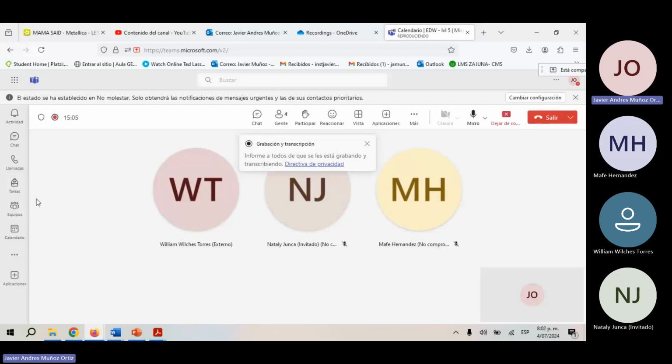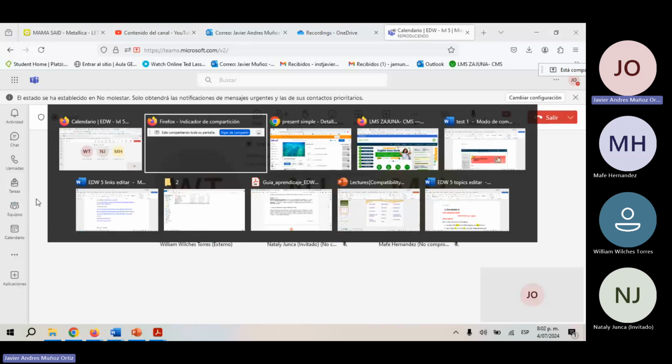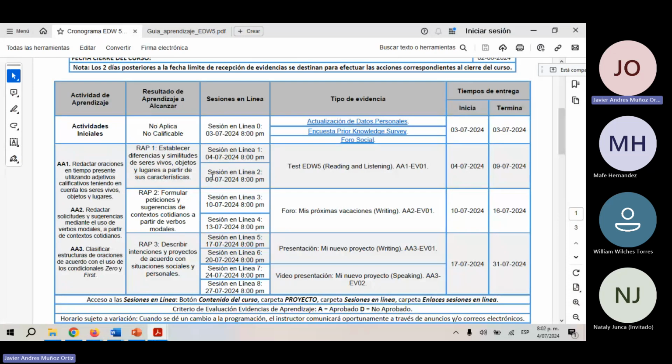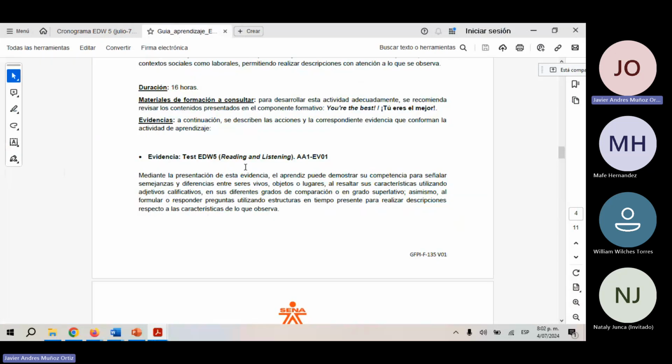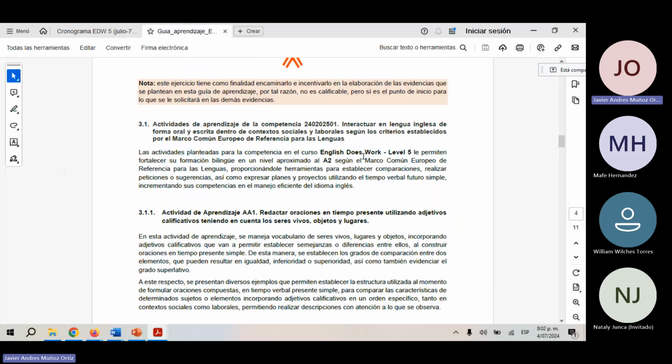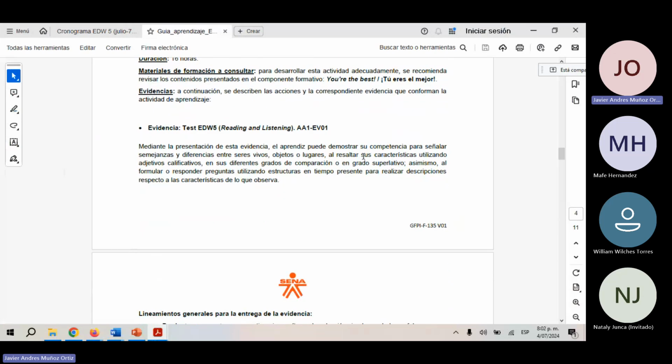So what are we going to do today in this moment right now? We're going to check the schedule. According to the schedule, today and on Saturday, we're going to check the information we are going to need to develop the test in the platform. According to the learning guide, this is the first evidence we're going to develop in this series of courses, in this course. So according to the learning guide, it's better to read this part.